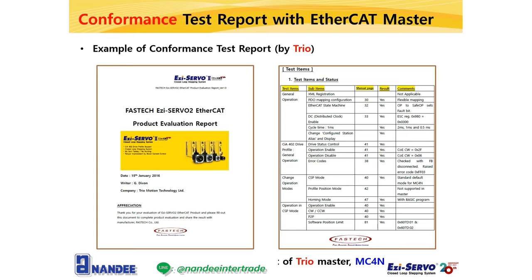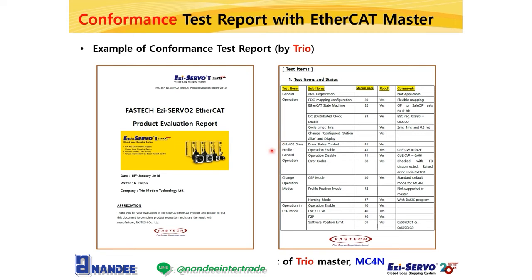First, here's the example of the actual conformance test report. This is a report written after testing the FASTECH EtherCAT slave by a master company called Trio Motion Technology in the UK. Each evaluation item applied to the test was taken directly from the CiA 402 drive profile, which is a standard profile for drive motion control.